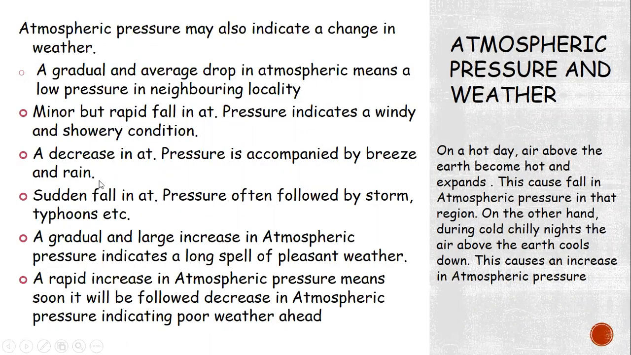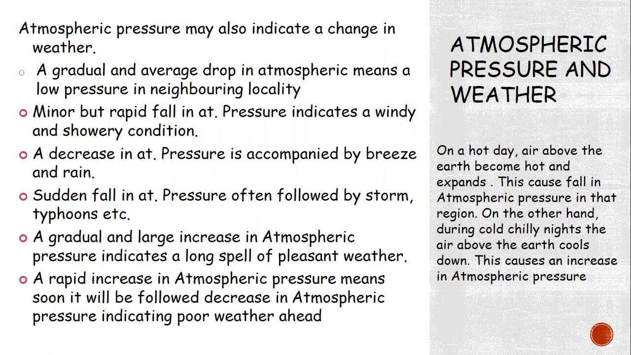Atmospheric pressure may also indicate a change in weather. You must have heard in the news, when there is a monsoon season, that there is a low pressure in the Rajasthan sector or some other area. So we are going to experience a low pressure here, and we are going to have rain.